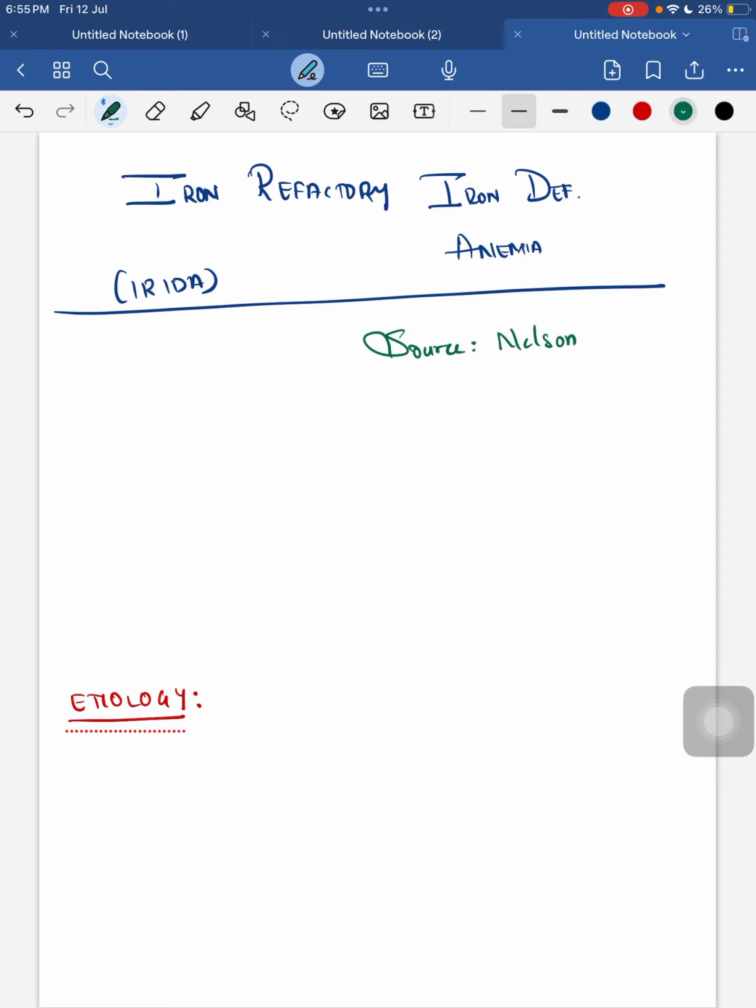Today let's discuss iron refractory iron deficiency anemia. This iron refractory iron deficiency anemia is an autosomal recessive condition. It lies with a defect in both absorption and utilization of iron. So there is a defect in absorption and utilization of iron.